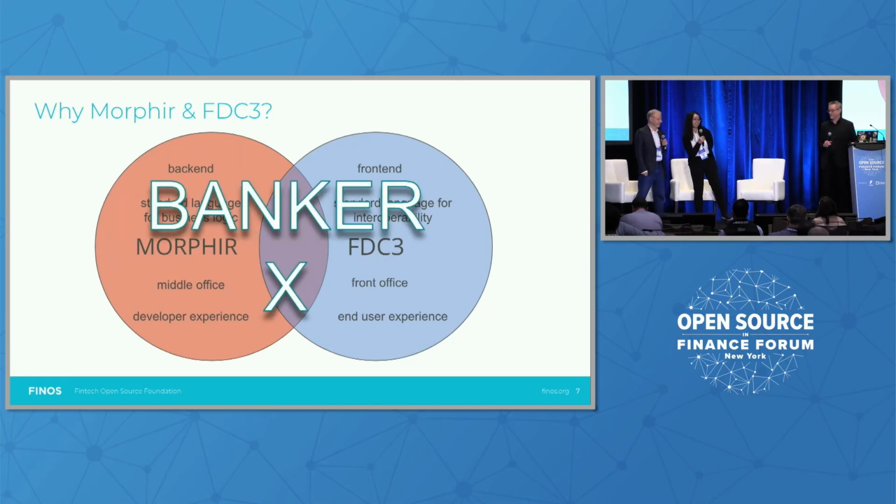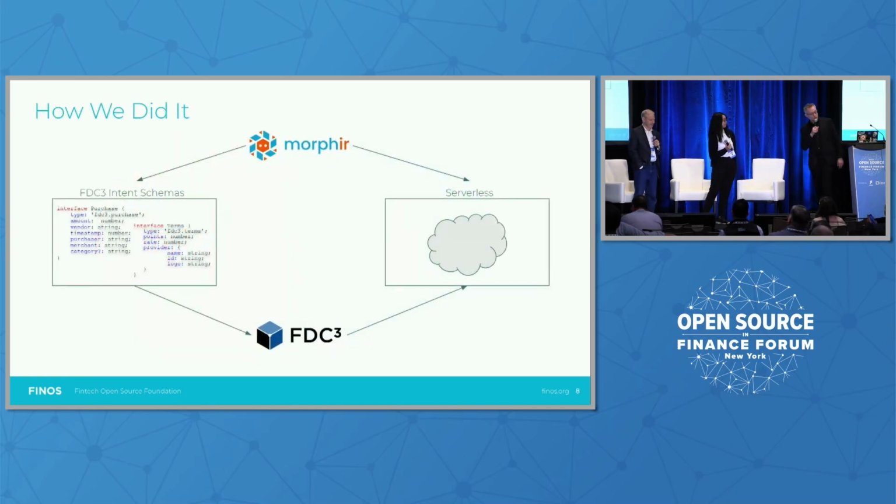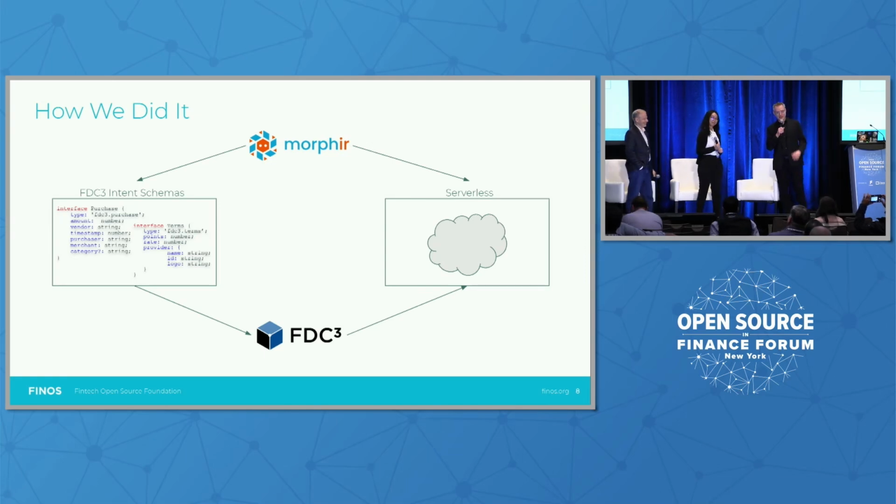Yeah, and combining together, we created BankerX. All right, so what we started out with, this very attractive slide here, is just the business logic. We took the code, we took 3 banks and represented what they would do to respond to a purchase request. And out of that code, we generated what is called the intent schemas that FDC3 uses. And so that was the integration point between the services.